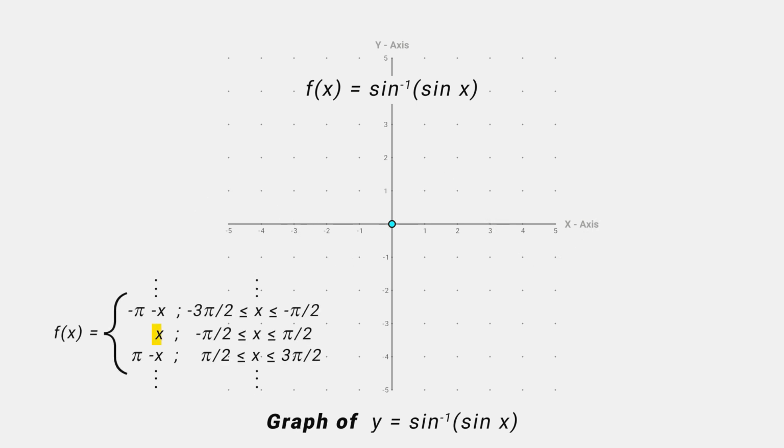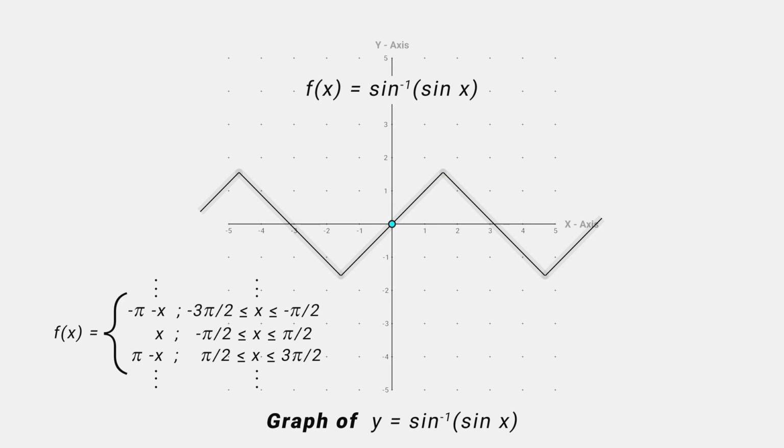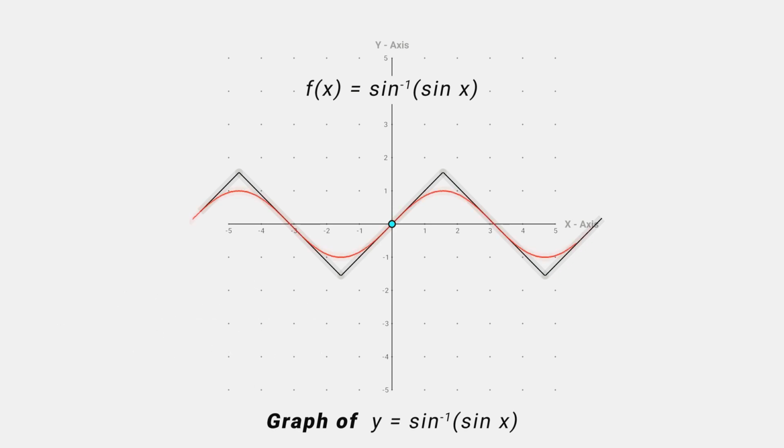As we know, sin inverse sin x equals x in the interval minus pi by 2 to pi by 2, and it is equal to pi minus x in the interval pi by 2 to 3 pi by 2, because sin of pi minus x is equal to sin x. So the graph of sin inverse sin x is this. Now look at this. This is the graph of sin x and this is the graph of sin inverse sin x.